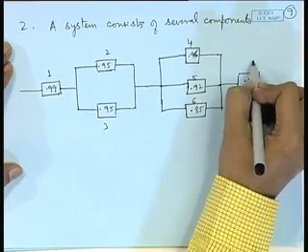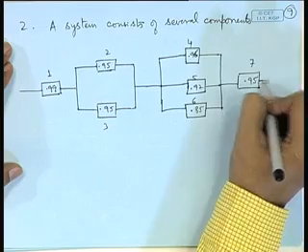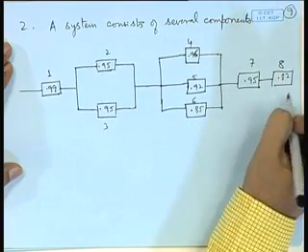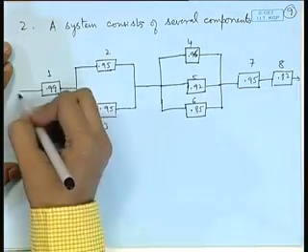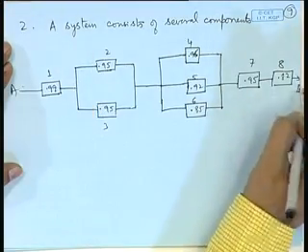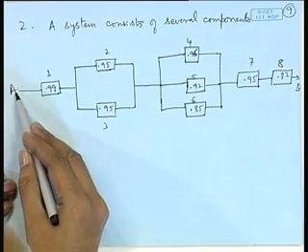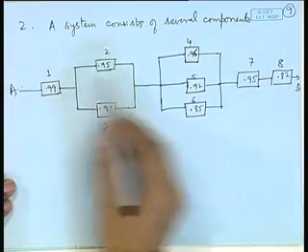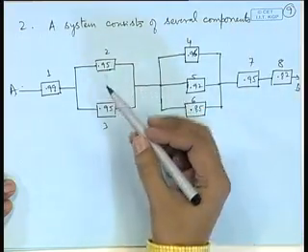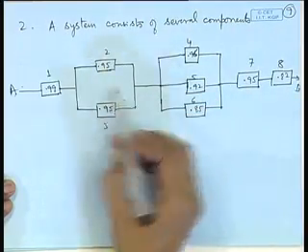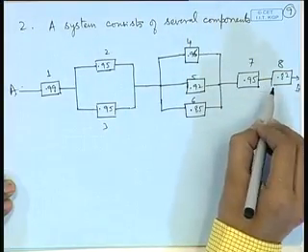The next one consists of a single component, 0.95, and the next one consists of a single component. Suppose this is A, this is B. So, the entire assembly consists of 8 components between A and B, out of which some of them are connected in parallel and some are connected in series.